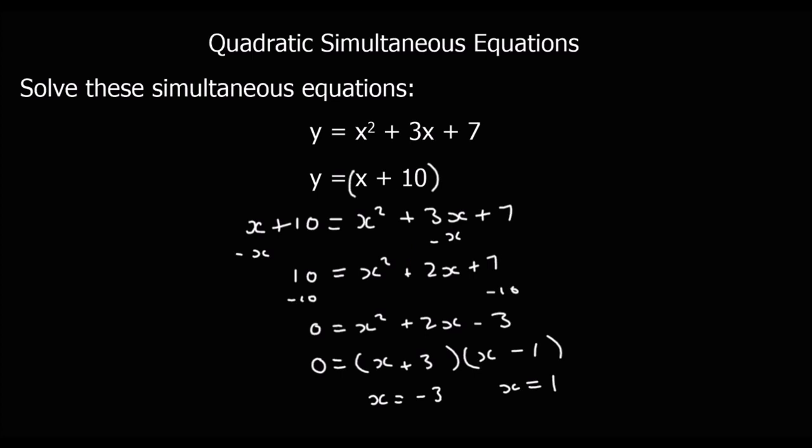So there are 2 x values, and we're going to have 2 y values. So if x is minus 3, minus 3 plus 10 is 7, and if x is equal to 1, 1 plus 10 is 11. So these are our answers. We've got 2 solutions, 2 sets of solutions.